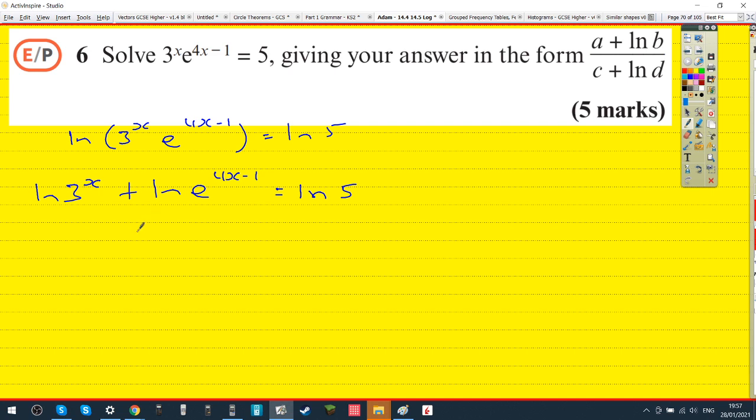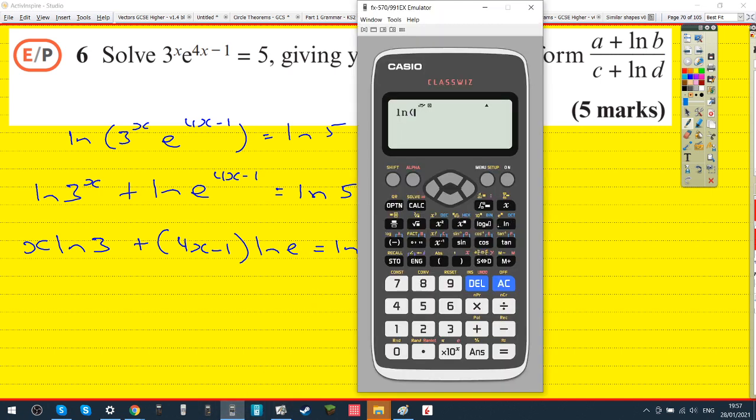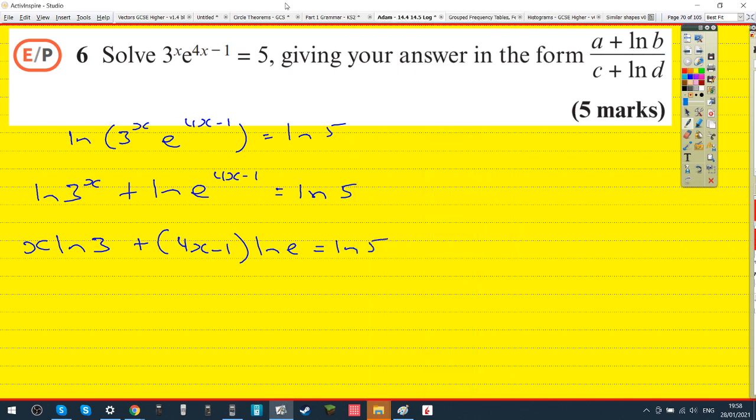So would the powers be ln 3 base x? x ln 3. Okay. And then it'd be 4x minus 1 times ln e, equals ln 5. Ln e, I just have to do it as e to the 1, and it gives you 1. Because ln e, log e base e, is to its own base. So that's just times 1. So that's just 4x minus 1.